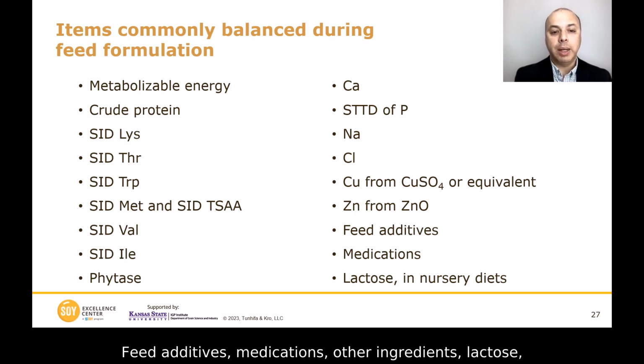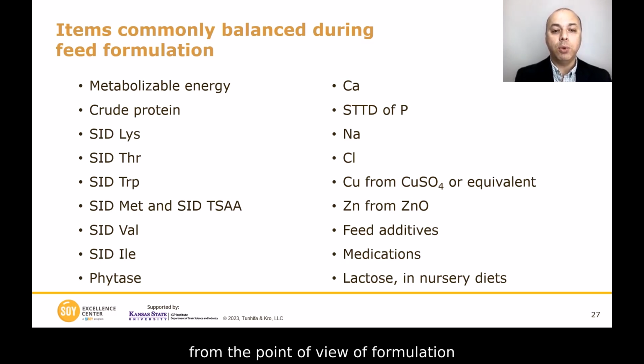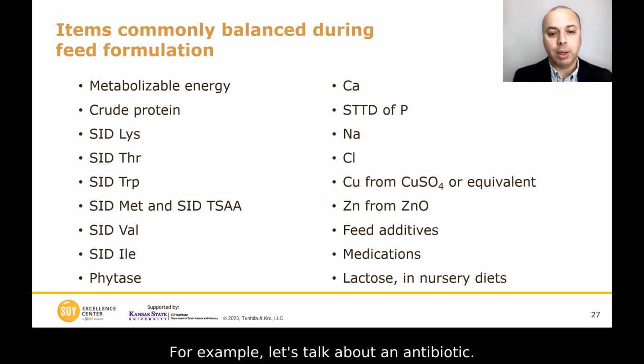Feed additives, medications, other ingredients, lactose. There are a variety of things that we can consider a nutrient from the point of view of formulation that are not technically necessarily a nutrient. We can talk about medications. For example, let's talk about an antibiotic.